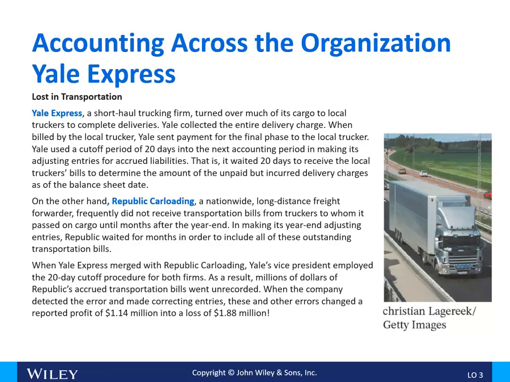Yale Express merged with Republic. Yale's vice president employed a 20-day cutoff for both firms. But what they didn't realize doing that is they missed millions of dollars of Republic's accrued transportation bills. So they only included what was received within 20 days. Months later, they received other bills that should have been back in the previous period. When they detected the error, made the correcting entries, these and other errors changed a reported profit of 1.14 million into a loss of 1.88 million. So over a $2 million error that they had in their financial statements.